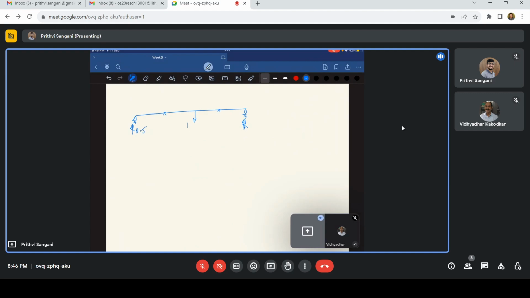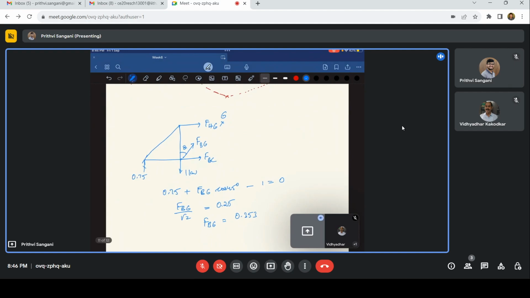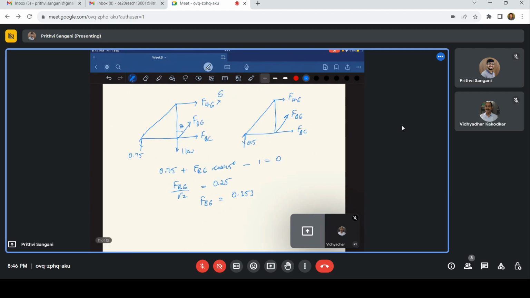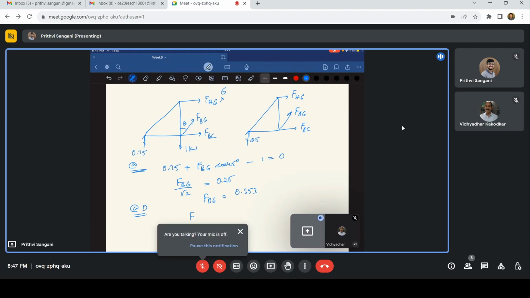If it is 0.5, again I'll do the same thing. I'll just cut the beam. We'll do the same analysis, something like this. In this case, this is going to be FBG, this is going to be FBC, and this is going to be FHG. This is 0.5. I don't have any load here, right? This is at B and this is at C.